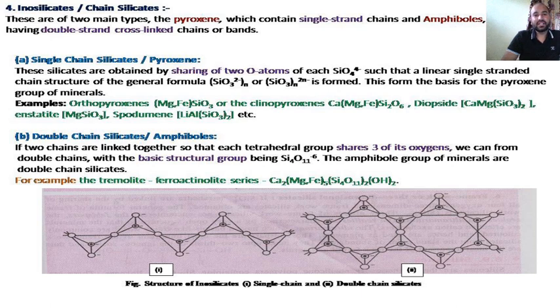The second type of inosilicates or chain silicates involve the sharing of 3 oxygen atoms or 3 corners of each tetrahedral unit with other tetrahedra, and they result in the formation of double chains. They have the basic structure group as Si4O11 6-, and the examples are tremolite, ferroactinolite, etc.